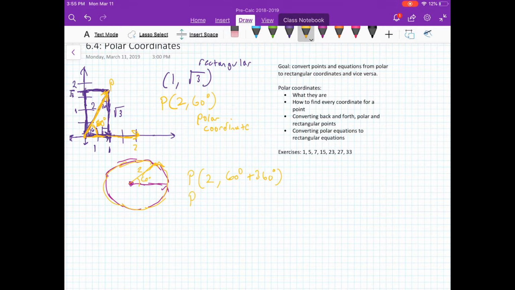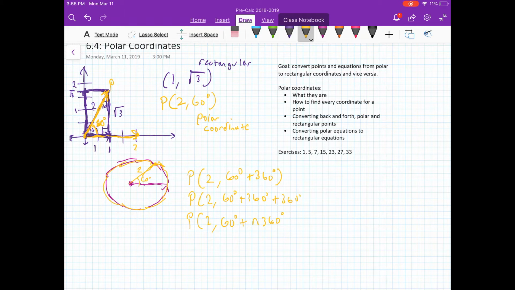I could also write P of 2 and 60 degrees plus 360. I could wrap around again the second time and do plus 360 again. I could do that too. In fact, I could just write this as P of 2 and then 60 degrees plus n times 360 degrees, where n is any natural number. That's fine, and so that's one way I could legitimately write it.